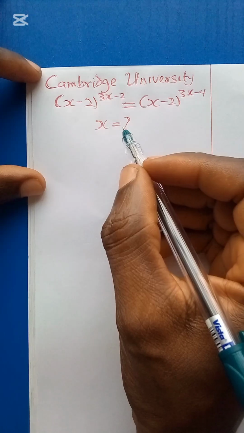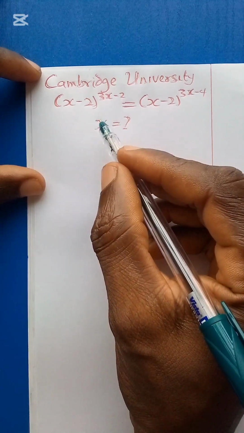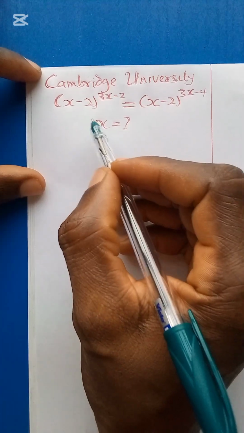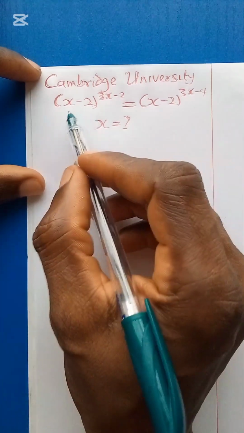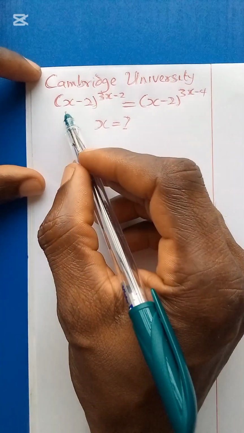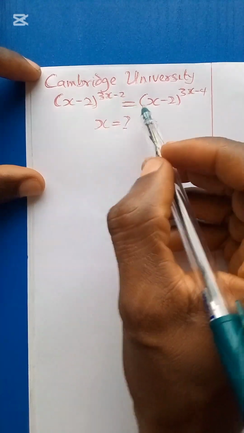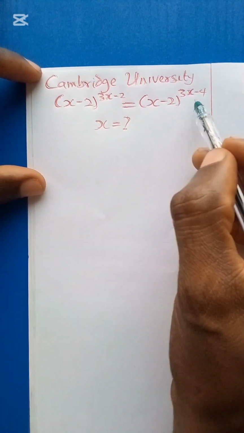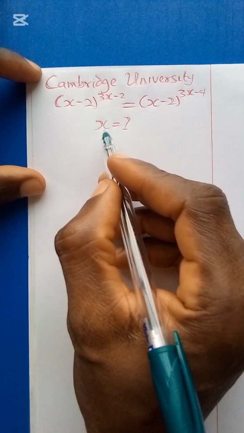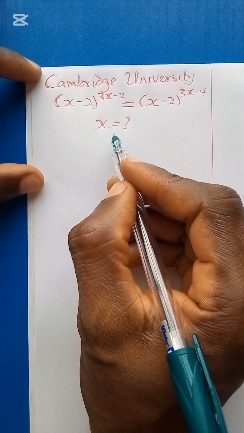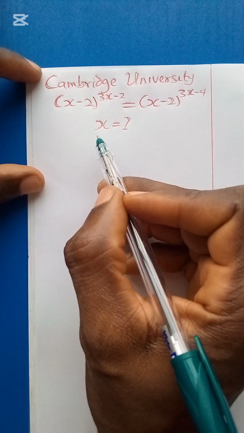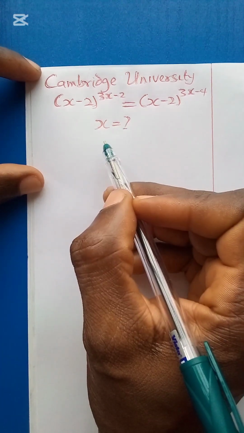In this video, I have a Cambridge University examination to solve. The problem is actually an exponential equation. We have (x minus 2) raised to power 3x minus 2 is equal to (x minus 2) raised to power 3x minus 4. We are required to find the values of x. Take note that I said the values of x. That means that x has more than one solution.